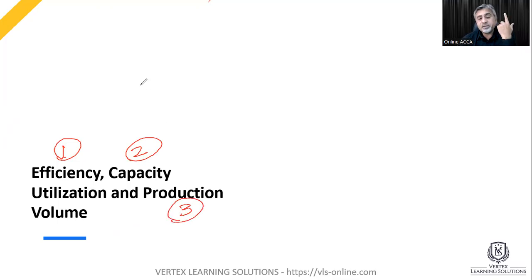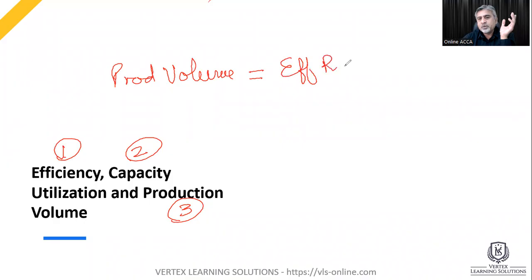And you should remember that this production volume ratio, when you calculate, you will see it is actually equal to efficiency ratio multiplied by capacity ratio. Okay, so whatever we calculate for efficiency ratio and capacity ratio, if you multiply both of them, you get production volume ratio.